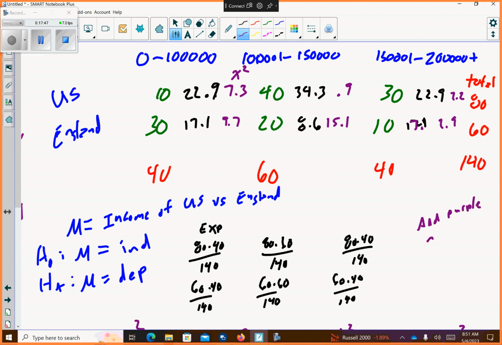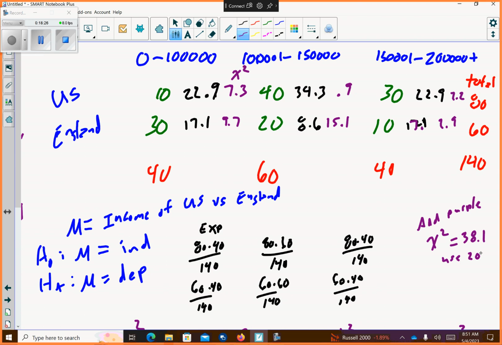And that's going to get you your chi-squared sum. So I have 7.3 plus 0.9 plus 2.2 plus 9.7 plus 15.1 plus 2.9. So this is going to come out to 38.1. Because it's so large, if you get a number bigger than 20 on the chi-squared slider, just use 20, unless you modify the chi-square. It's far enough to the right, it should impact it.